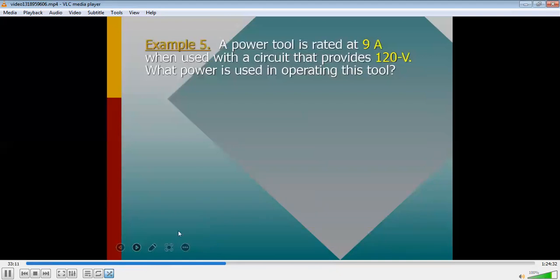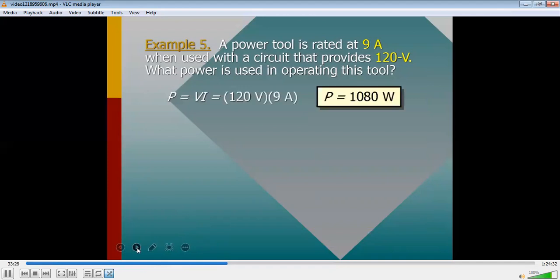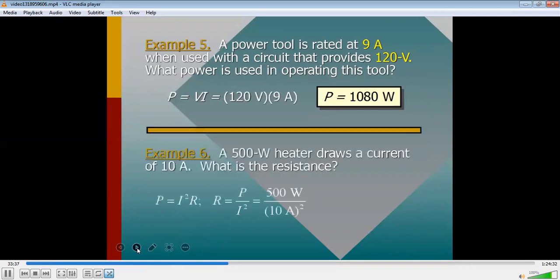A power tool is rated at 9 ampere when used with a circuit that provides 120 volt. What power is used in operating this tool? Actually, you have to calculate the electric power. Power equals VI, just multiplying 120 by 9, we get 1080 watt. The electric power unit will be watt. That means work done per second is called watt.